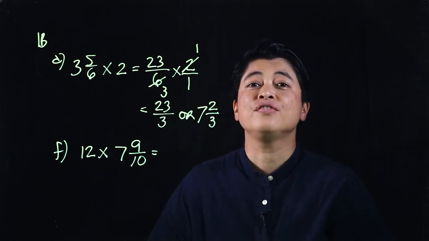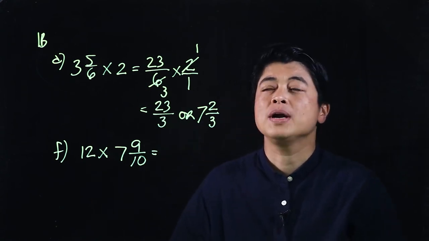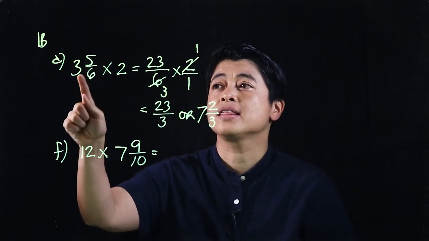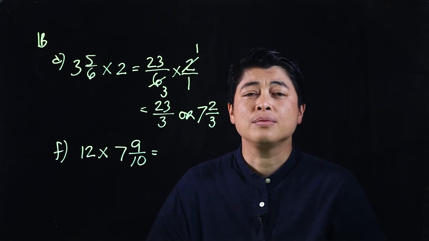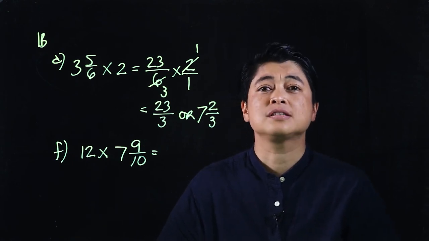Okay, now, if we follow the book, the way that we will read this, remember, is 3 and 5/6. So in math, when you see the word and, that means to add.